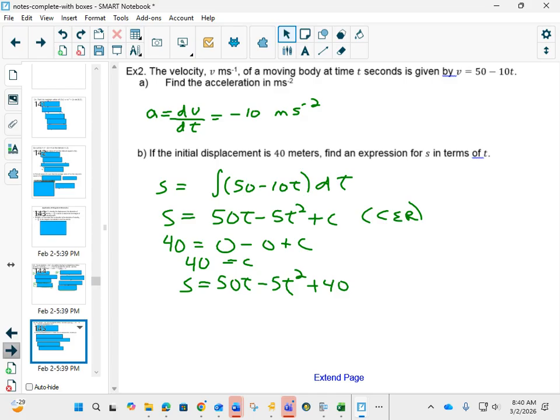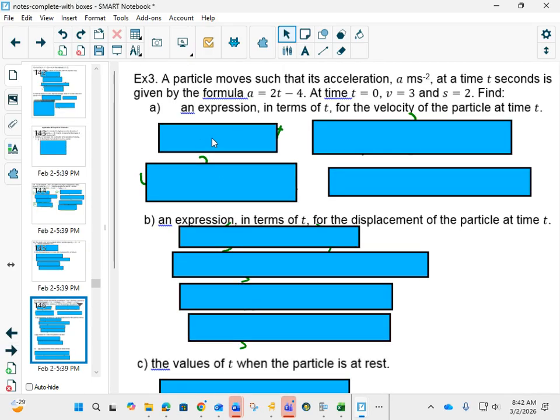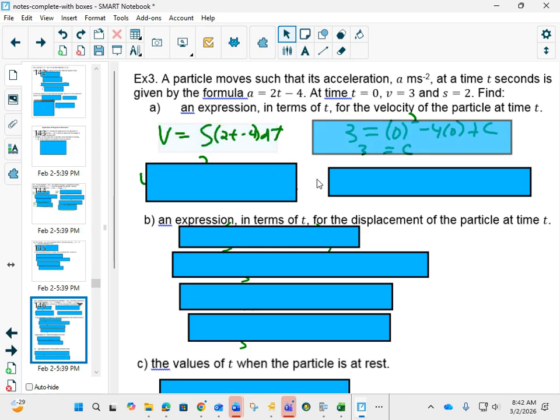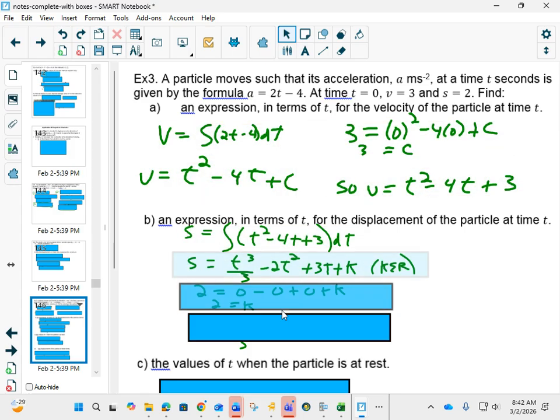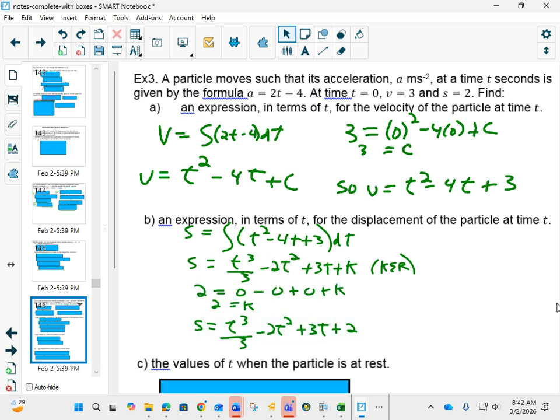So try number 3 on your own. And I'll put up the answers in a second. I'll put up the answers for A and B so you can check if you're doing all right. And then you can try C and D on the next page.